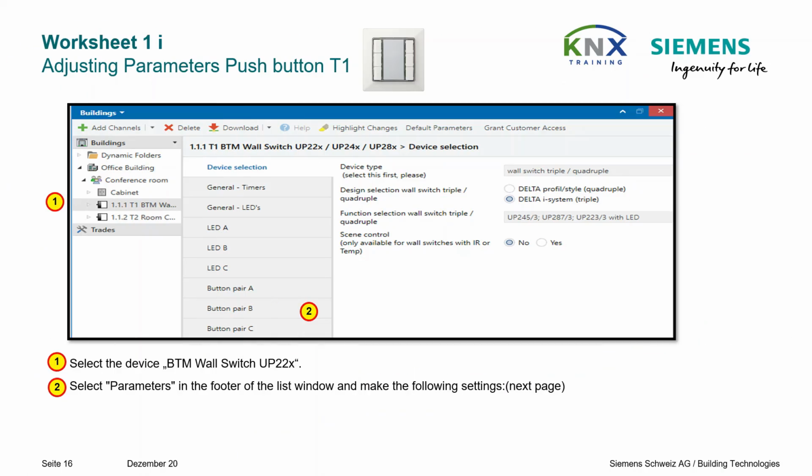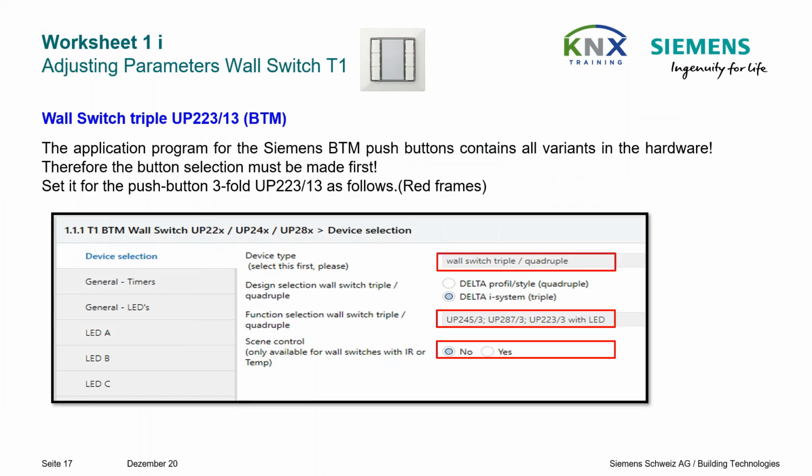We now begin to parameterize the inserted devices according to their intended use. As first device, we take the triple BTM push button T1, called wall switch in the product database. The application program for the Siemens BTM switches contains all variants of the hardware. Therefore, the button selection must be done first. Set this for the triple UP223/14 push button as follows.